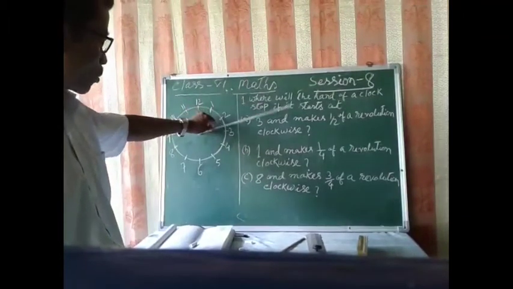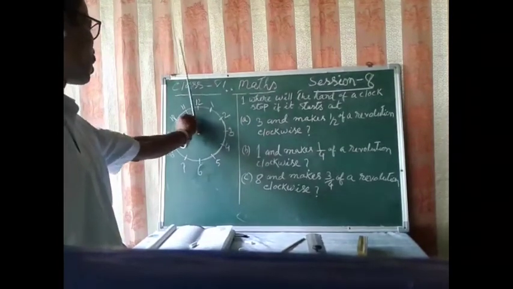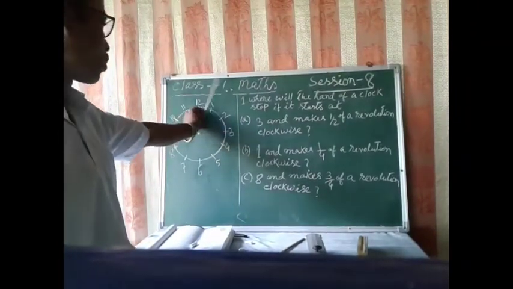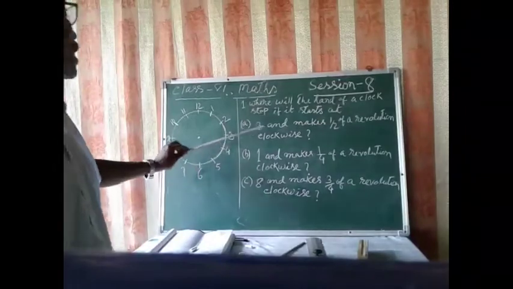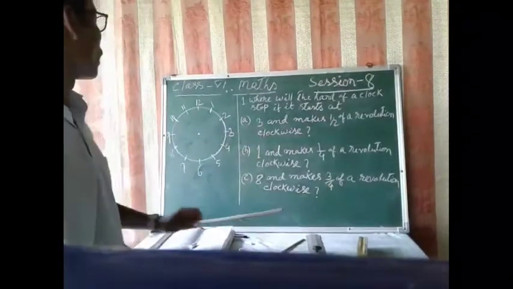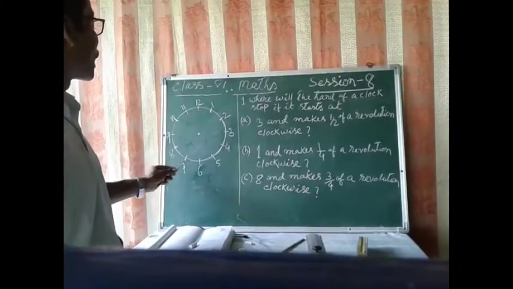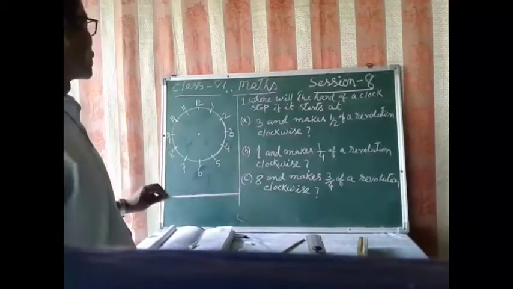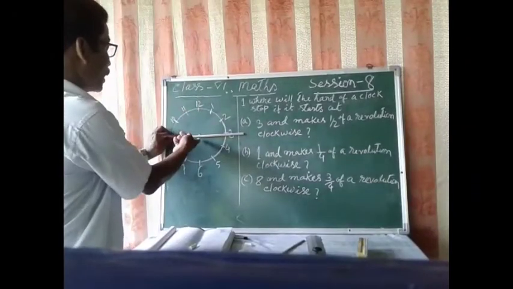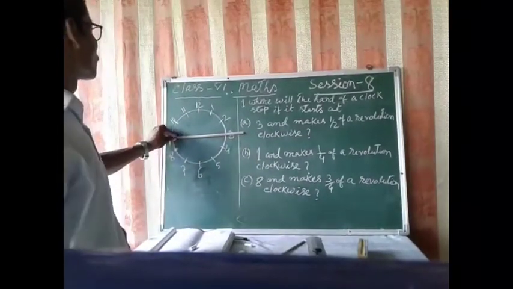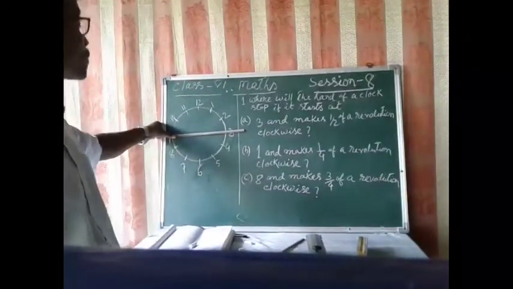Moving a pointer in this direction is called clockwise. Moving a pointer in the opposite direction like this is called anti-clockwise. Start from 3 and make half of a revolution. Half of a revolution means what? The entire clock dial is divided into 12 divisions, so this is like a circle. The upper part is a half circle and the lower part is also a half circle.